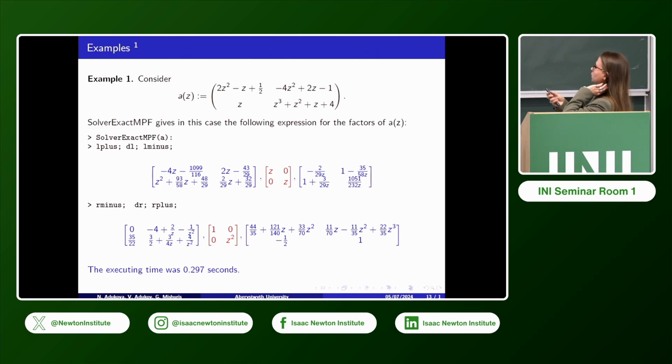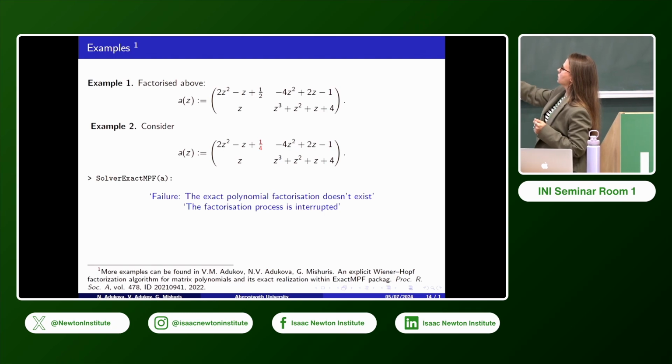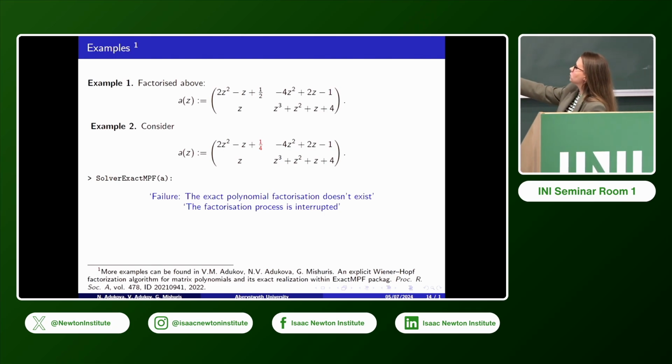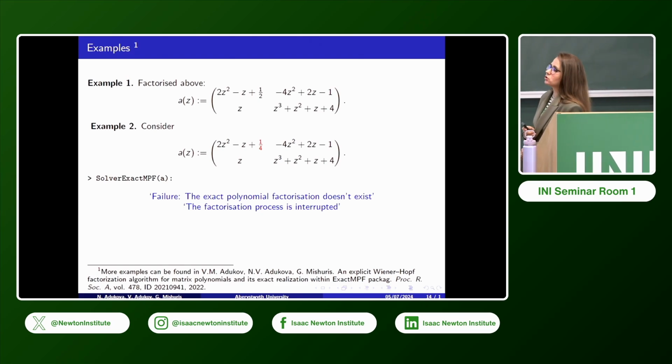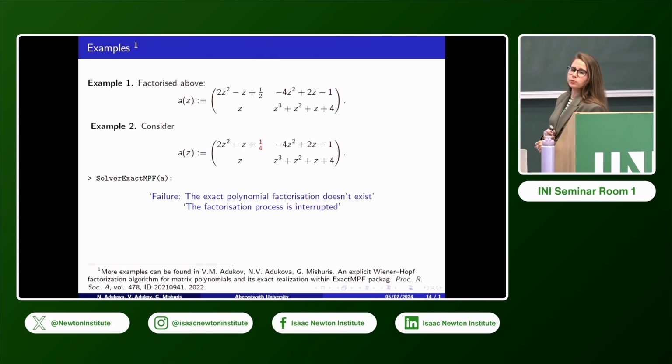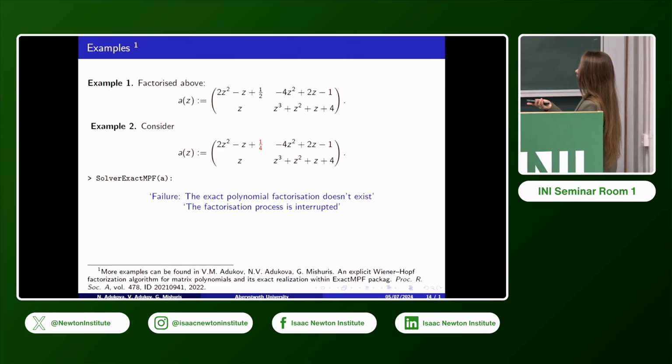So let's move to the next example. Here we have modified our first example in one of the entries. It is highlighted in red. So in this case, the exact factorization is not possible, and I hope that we will see why soon when I show you it on the computer.